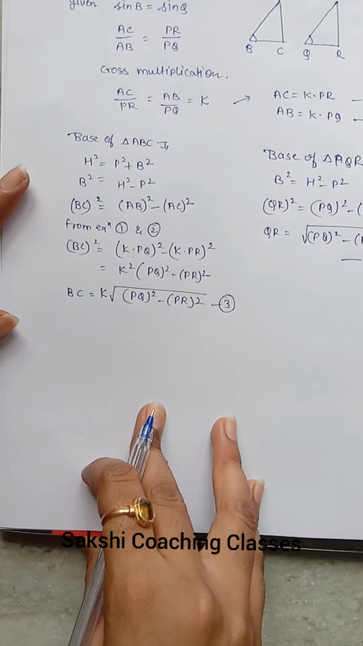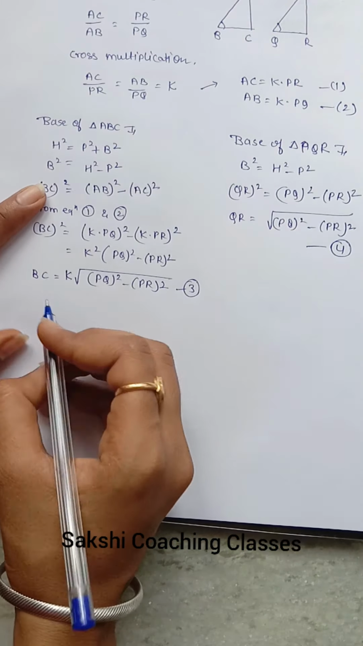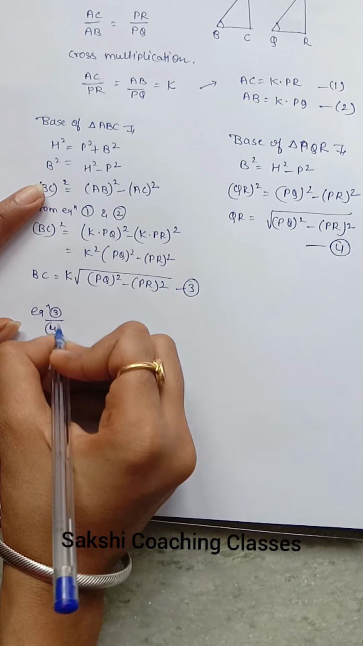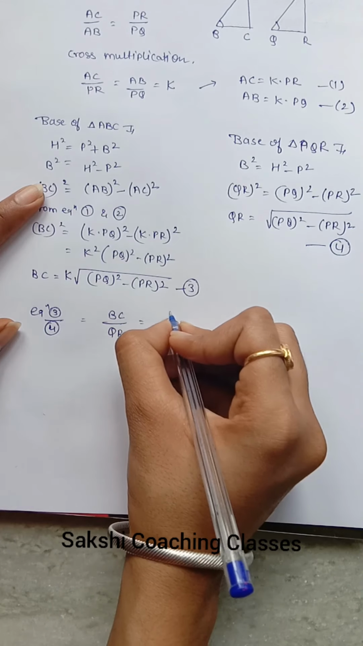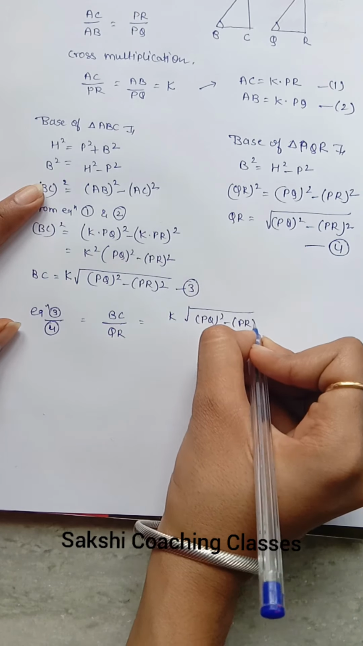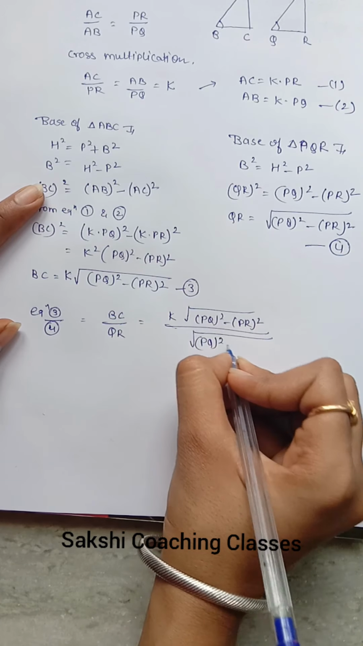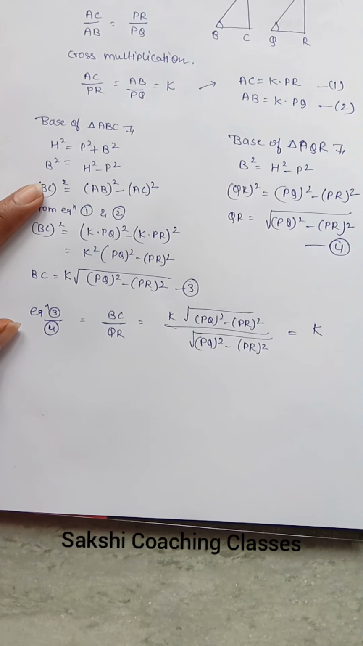Now what we'll do, we will divide equation number 3 by equation number 4. Equation number 3 divided by equation number 4. BC upon QR is root of PQ square minus PR square upon PQ square minus PR square. After cutting it, we will get the value k.